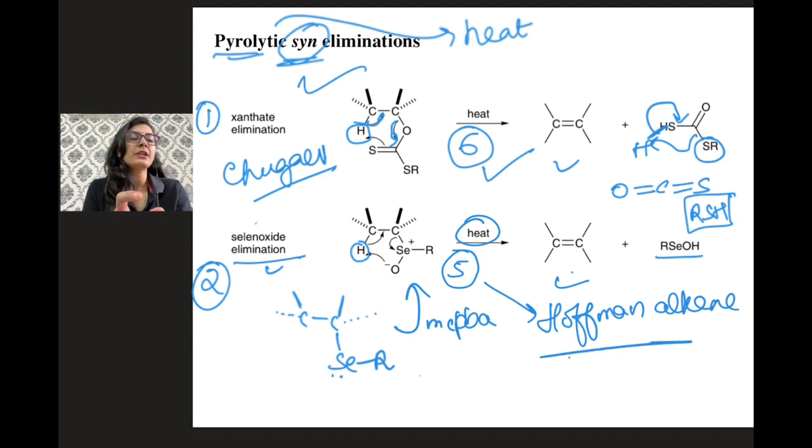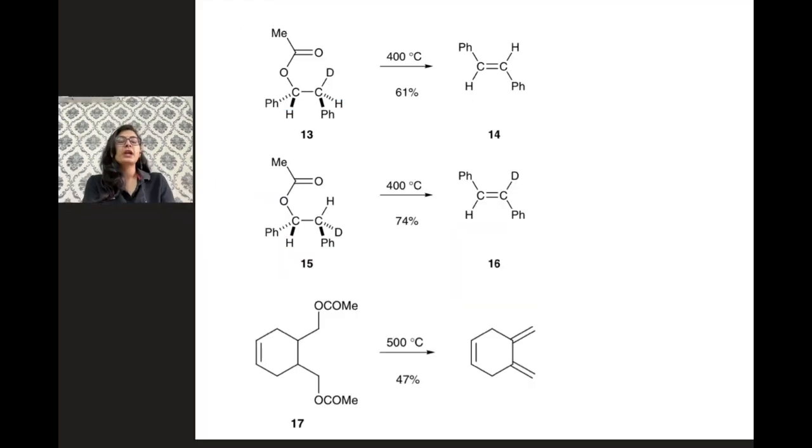If you have an unsymmetrical alkene, it is always Hofmann by the five-membered. So we move onwards and see more examples. All right, guys, look at these beautiful examples. Now, these examples are taken once again from Caruthers, and you can see one by one what reaction is taking place over here.